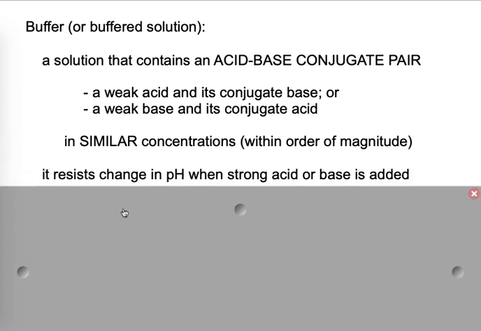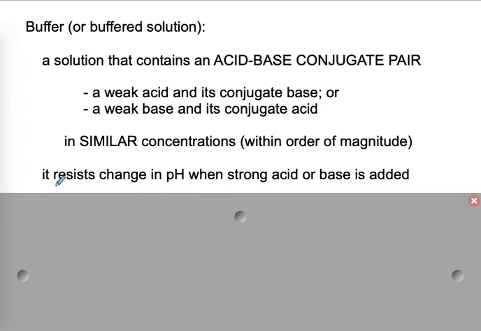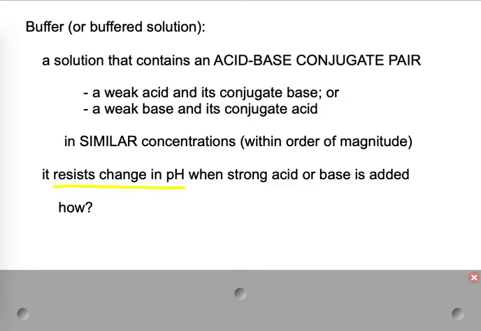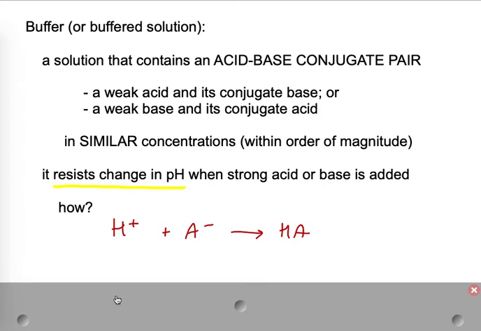So why is this significant? Well, a buffer is a buffer because it resists change in pH when you add strong acid or strong base. And that's really important. How does it do that? Well, it can do that because it contains both the acidic and basic components. So if I add excess strong acid, then the basic component neutralizes it to form more of HA. On the other hand, if I add strong base, then the acidic component neutralizes it to form some of the conjugate base plus water. The fact that it contains both the acidic and basic components means that it can neutralize either strong acid or strong base when it is added.